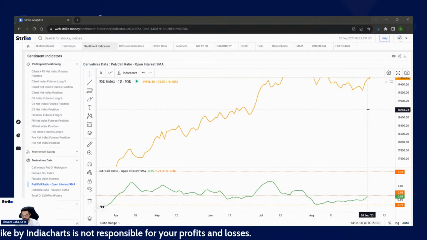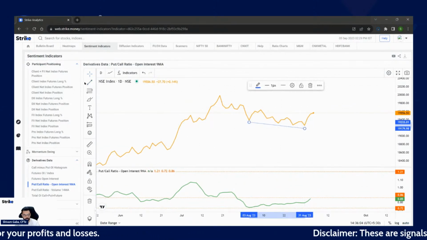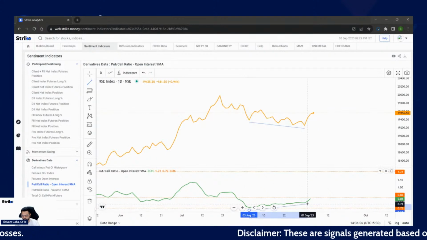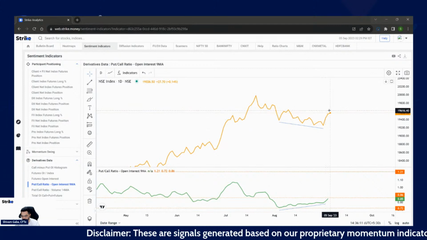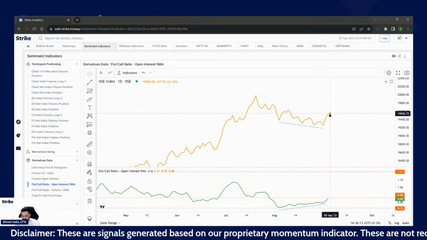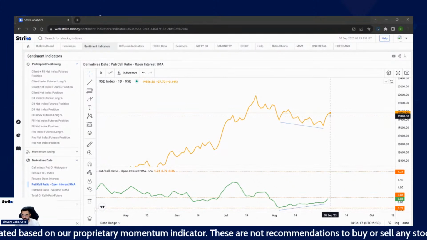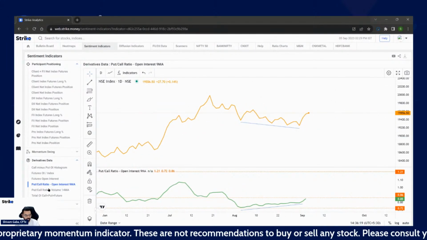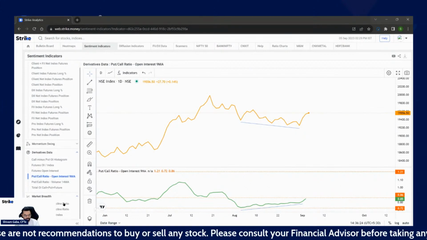So we saw a big positive divergence here where the market made lower lows, but the put call ratio made a higher low, which is a positive divergence, and we are seeing a bounce that has started from there on. Now, whether or not it is done or more upside is pending, that is what we will be diving deep into with the help of other charts. That is what we are seeing on the sentiment.